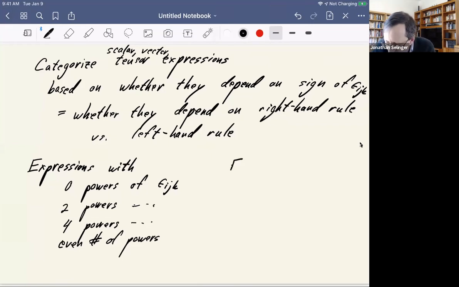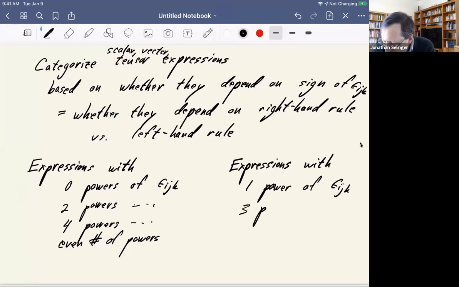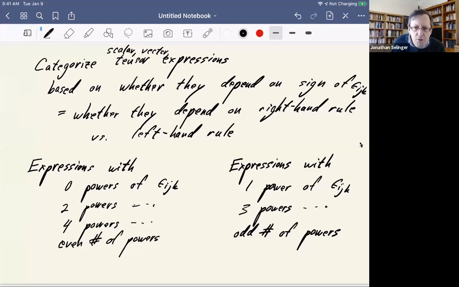On the other hand, there are expressions with 1 power of epsilon ijk, or 3 powers, or any odd number of powers. These are different kinds of expressions because they do depend on the choice of the right-hand rule versus the left-hand rule. So we can still use them, but we have to watch out for them and be careful about how we work with them.